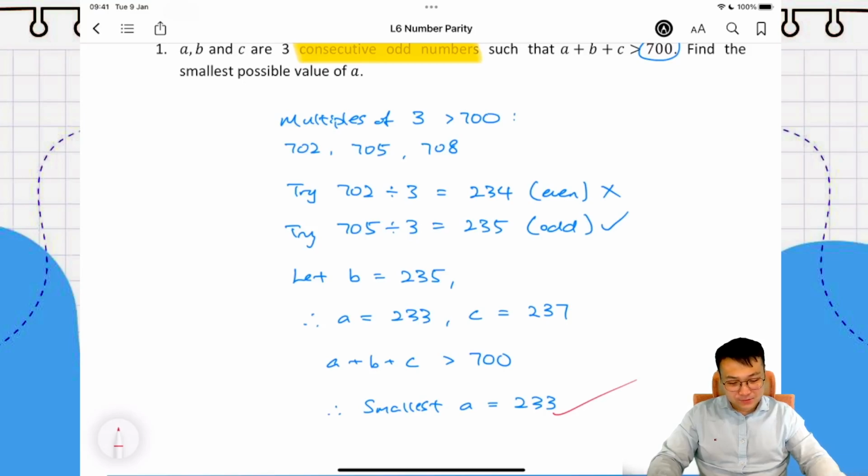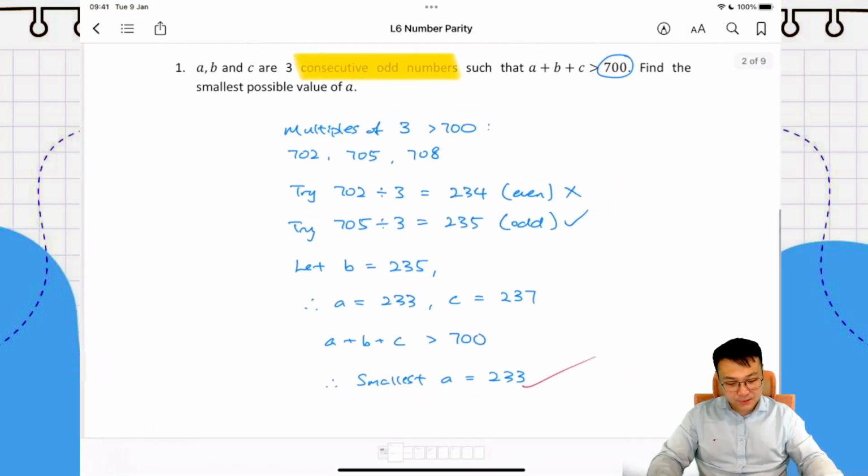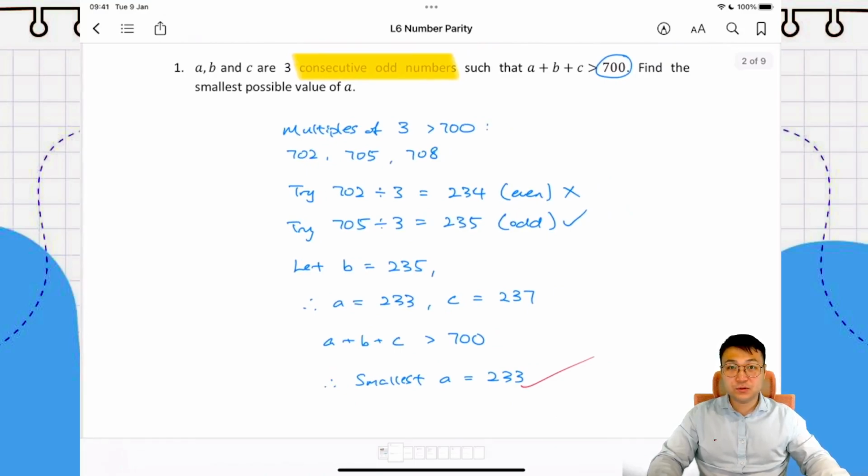Okay? So, any questions, students? Can you see how useful it is to know that the middle number is the average? And then you just have to be careful. You just need to make sure you're getting an odd number instead of an even number.